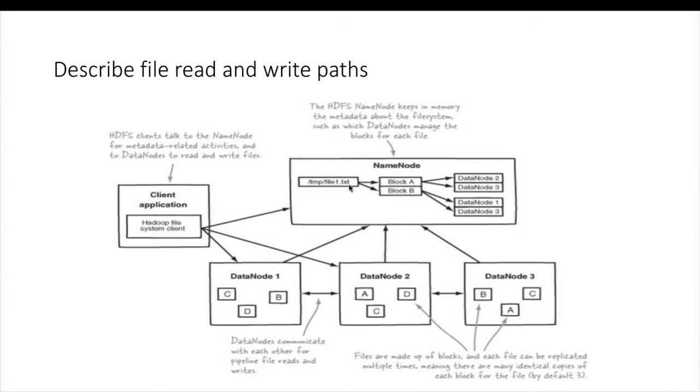That's why you can say that a file called /tmp/file1.txt is actually divided into 2 blocks, block A and block B, and each block has 2 copies. Block A is on data node 2 and data node 3, and block B is on data node 1 and data node 3. So this is how a file will be divided into blocks and cloned into multiple copies depending upon the replication factor.